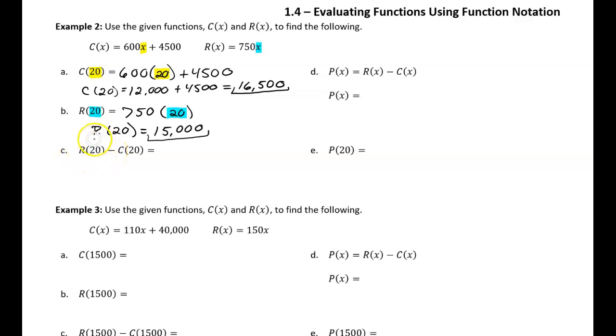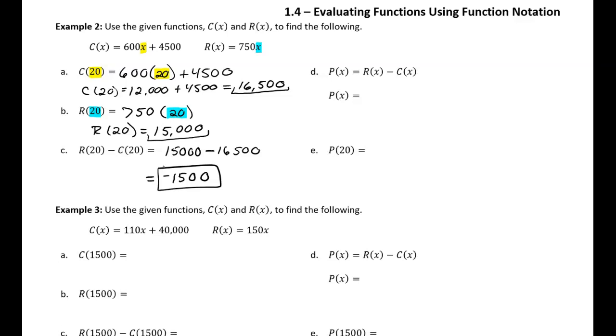This R of 20 we just wrote is equal to a number. In fact, I'm simply going to plug in that number to find my answer here. So R of 20 was the 15,000. Minus, what was our C of 20 answer? C of 20 was the 16,500. So when we subtract these, our answer is still a number, right? So that's our answer for part C.